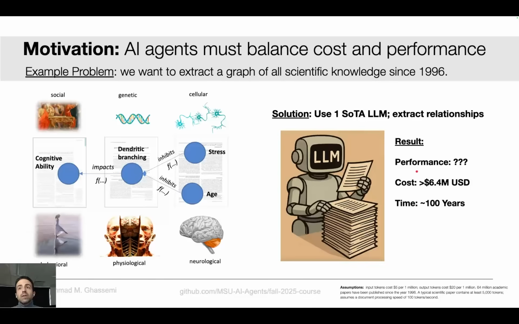And of course, I would argue a really huge problem is you might wait this 100 years, having spent this $6.4 million, and you actually wouldn't know what the performance would be. You just handed over the stack of papers, paid the money, and have to wait to see how well it does. So this is a problem, right?